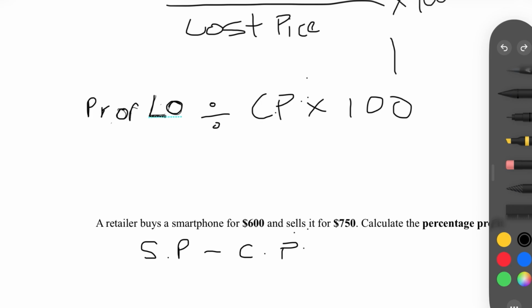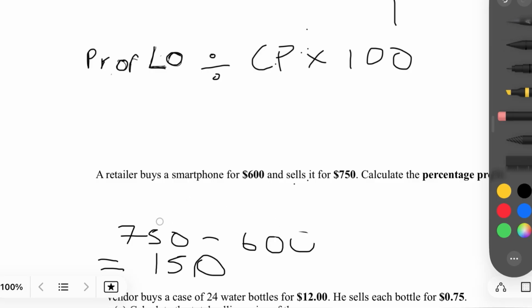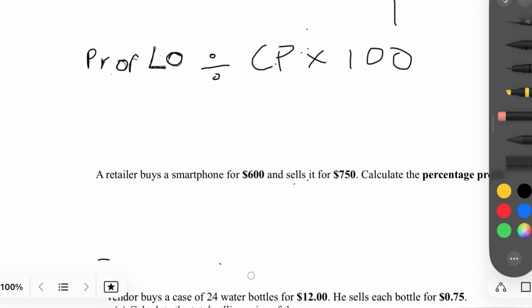I would see here that the selling price was 750 and the cost price was 600. And our answer is 150. So that is our profit, and I'm just going to erase all of this real quick. So now we know that it's 150. We don't have much space, so that's why I erased it. But we know that it's 150.